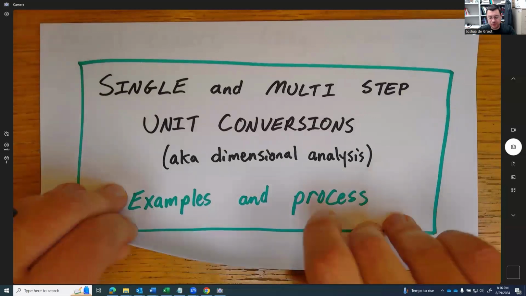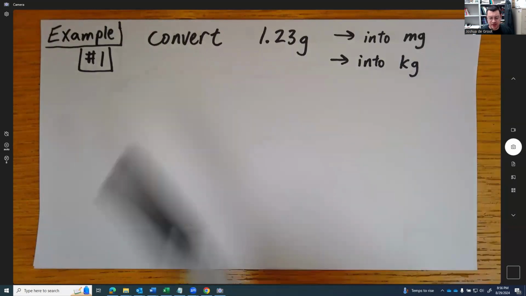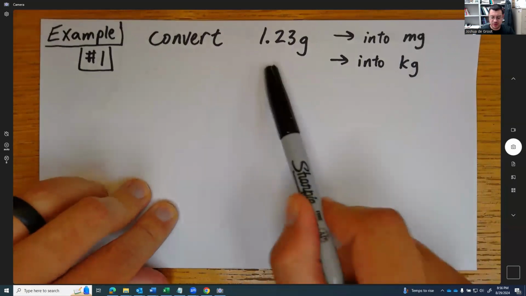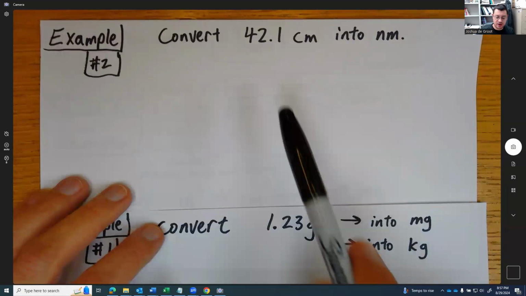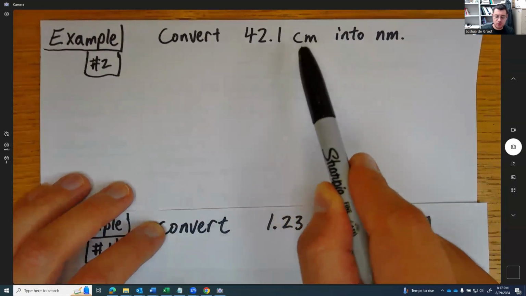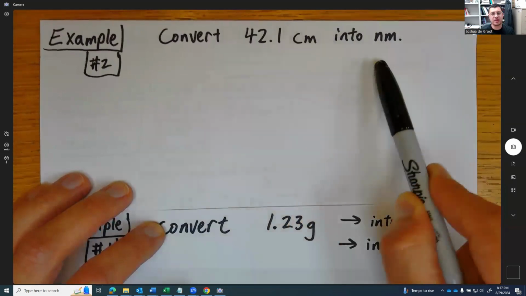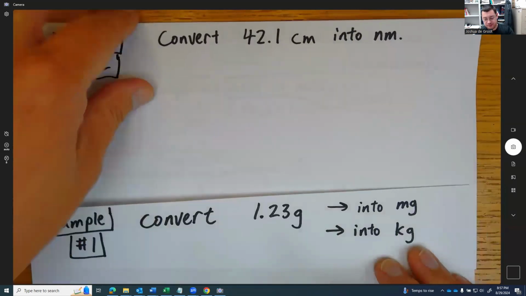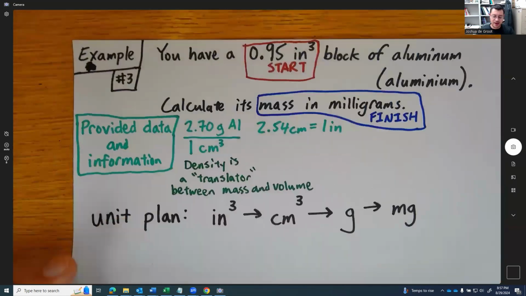All right, so here we go. We're gonna have three examples. Today we're gonna have some shorter ones like this, where we're just gonna do a single unit conversion. Second example, we're gonna have one unit that's not a base unit into another unit that's not a base unit. And then the last one is we're going to have something involving density.